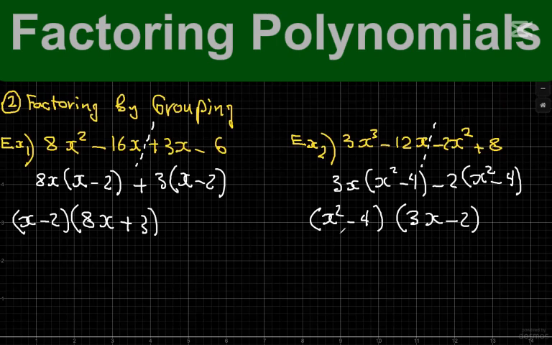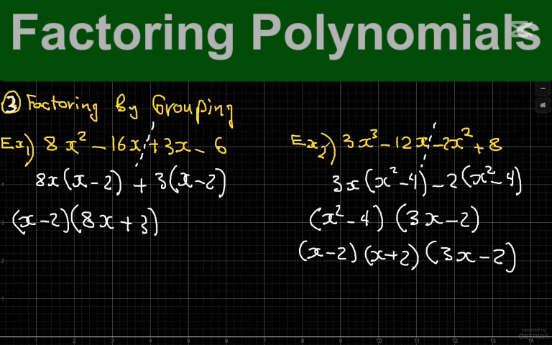Okay. Now this one is not like this. It doesn't stop right here, because I just realized x squared minus 4 is the difference of squares. So x squared minus 4 will have to factor into x minus 2 and x plus 2, according to factoring the difference of two squares, and then I still have the 3x minus 2 right there. That's how you factor by grouping. But in this one, we ended up doing grouping, and then we had to factor the difference of two squares right here.